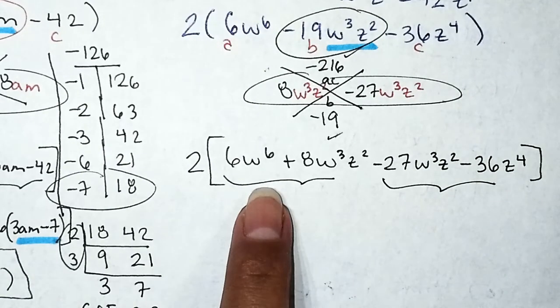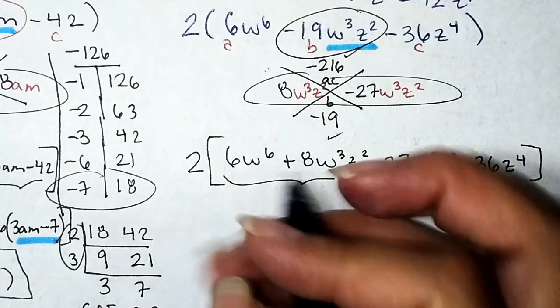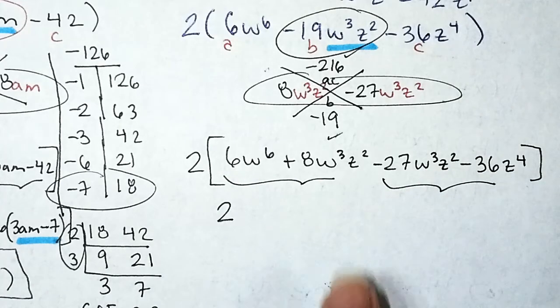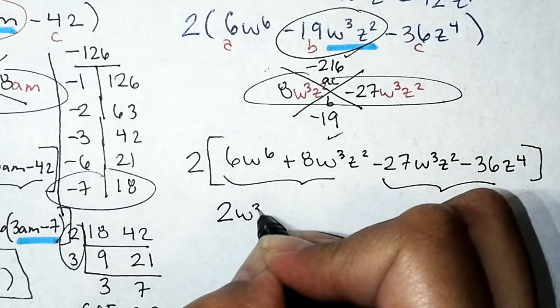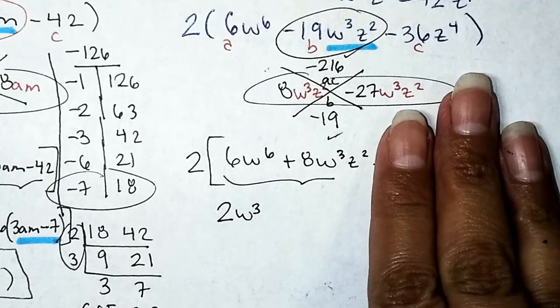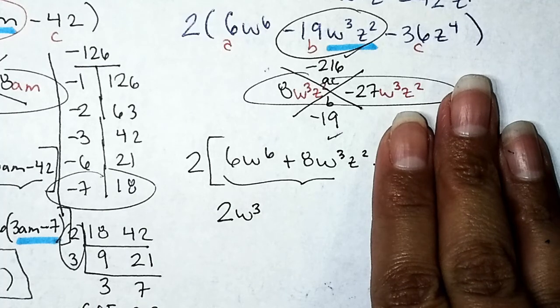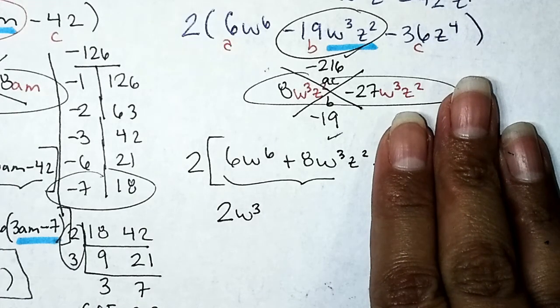First binomial, the GCF, 6 and 8 have a common factor of 2. How many w's? 6, 3, or just 3 w's? How many z's? That's a trick question, because the first term doesn't have any z's. So if we keep our cool, thanks to our hard work, the GCF for the first group is just 2w cubed.